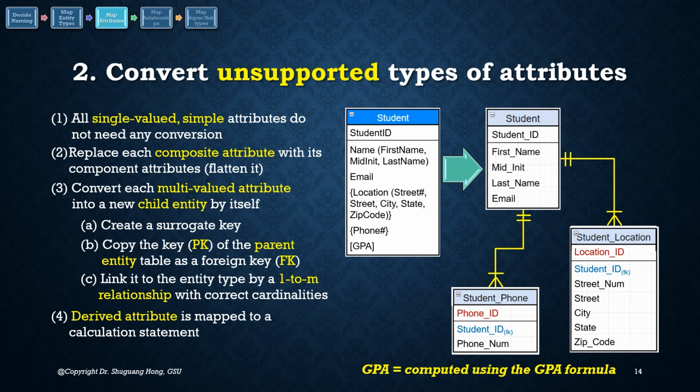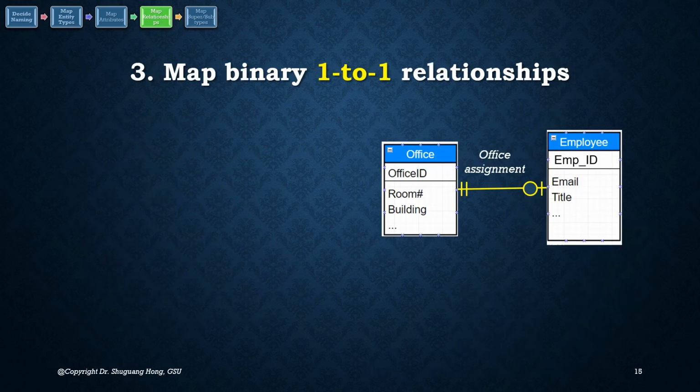So, those 4 steps showed the techniques, i.e., the mapping rules, to transform each attribute type in the conceptual ER model. 3. Map binary one-to-one relationships. After all entity types and attributes are mapped, we are ready to map relationships. Generally, all relationships in an ER model are implemented as foreign keys in the relational data model. Hence, we will focus on where to insert foreign keys.